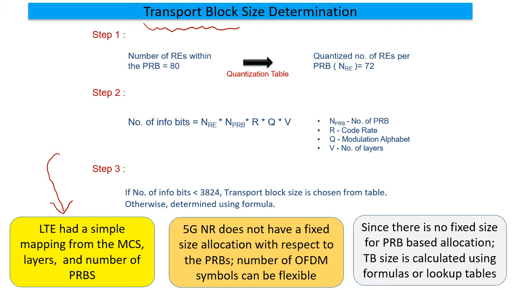5G, because of the flexibility with respect to the allocation, gives room to a lot of interesting possibilities. So the transport block size, unless it is smaller than a certain number, is not going to be readable out of a table. It is actually calculated using a formula. So this becomes a difference compared to LTE, where it was a simple lookup table. Now it could be a lookup table or it could be a formula, depending on the size.